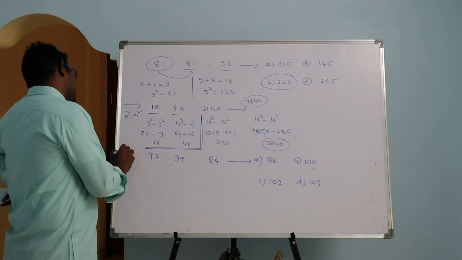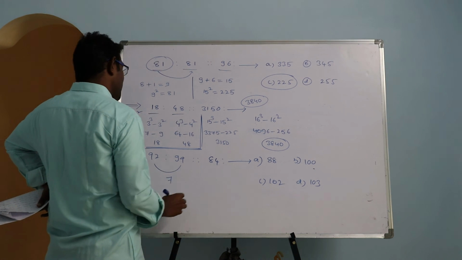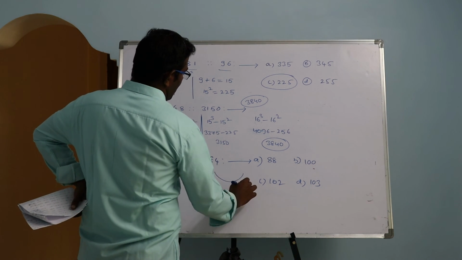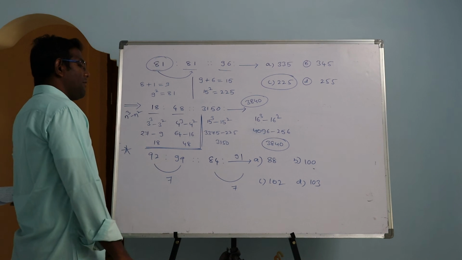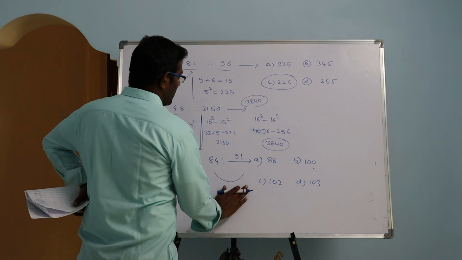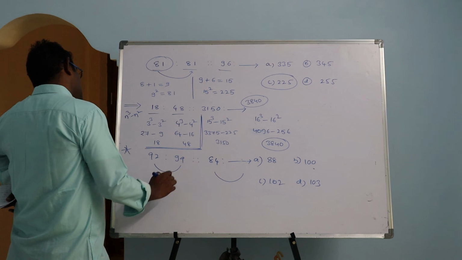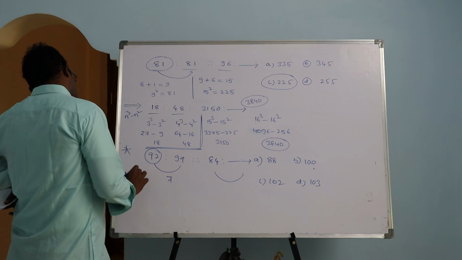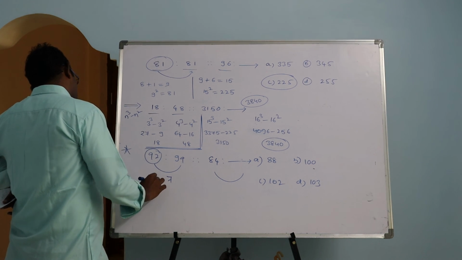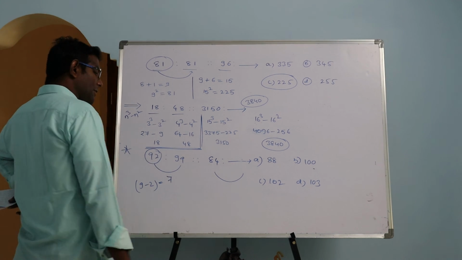What about the next one, sir? 92 becomes 99, the gap is 7. In the same way here, the gap is 7, our answer is 91. Is 91 there in the options? Listen, there is nothing in the options. This way we can do it. Why is this gap 7? Because 92 can be split as 9 minus 2 is 7. That's why it is increased by 7.